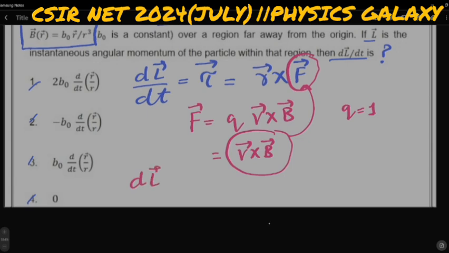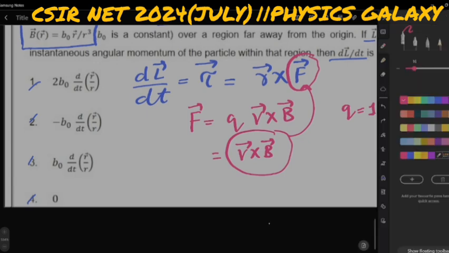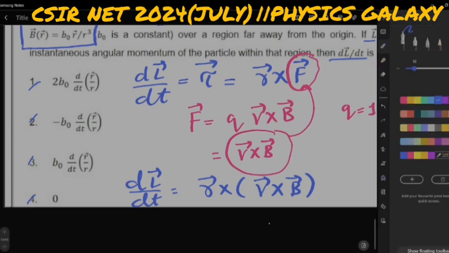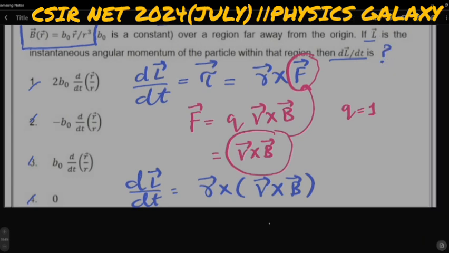We'll get dL by dt equals r cross v cross B. Okay, so this is the rate of change of our instantaneous angular momentum. Now we'll use the triple cross product rule.